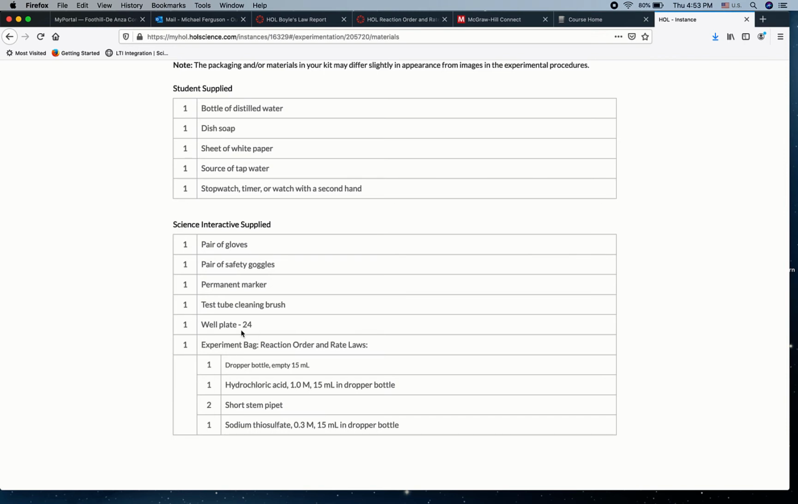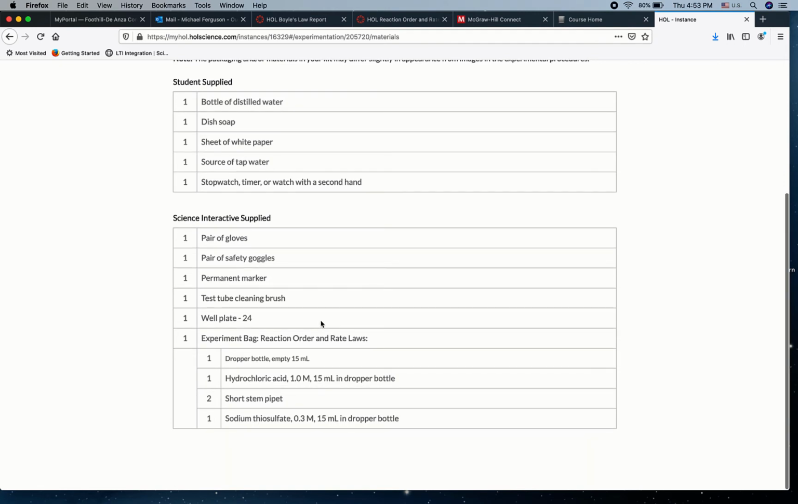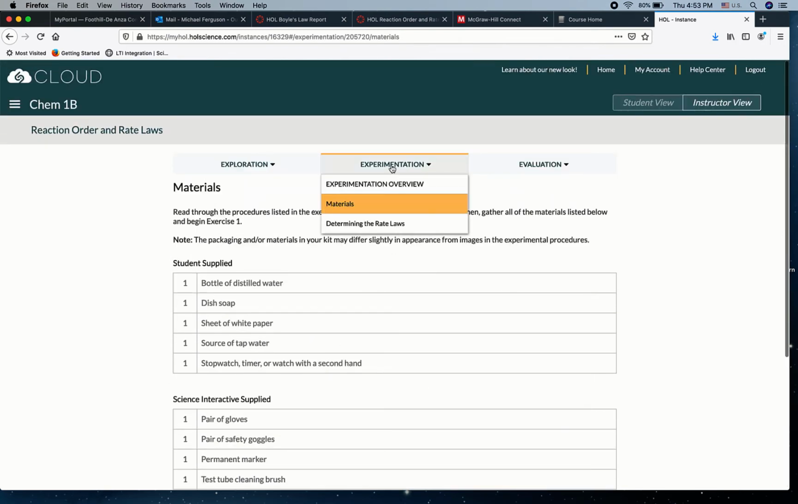Oh, it's a 24 well plate. I thought it was 12, but okay, so 24 well plate. And one thing with this, make sure your well plate is clean. So make sure you have a clean well plate when you're doing this. And this is what's included in your bag.